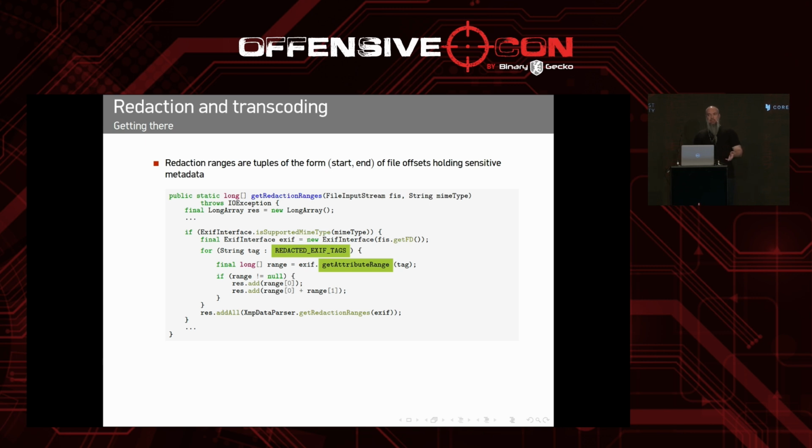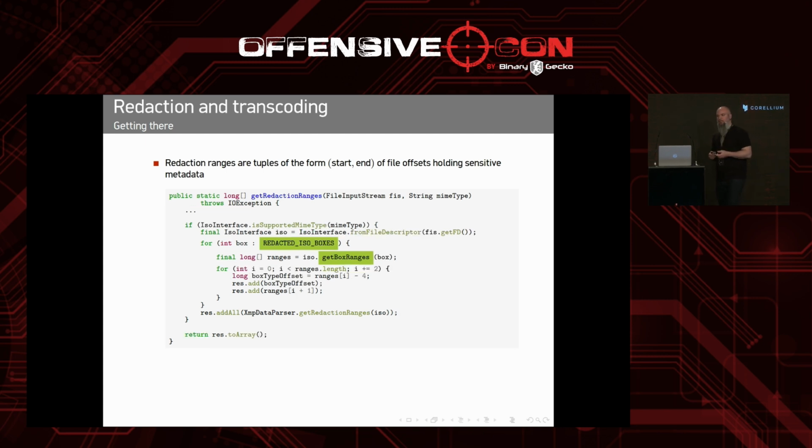Let's start with the redaction ranges. What are the redaction ranges? If you have a media file, you also have a list of sensitive EXIF tags holding location information. All those tags are looked up in the media file being processed, and their offset and size are appended in an array. The same, of course, happens for media files based on ISO boxes, like MP4 media.